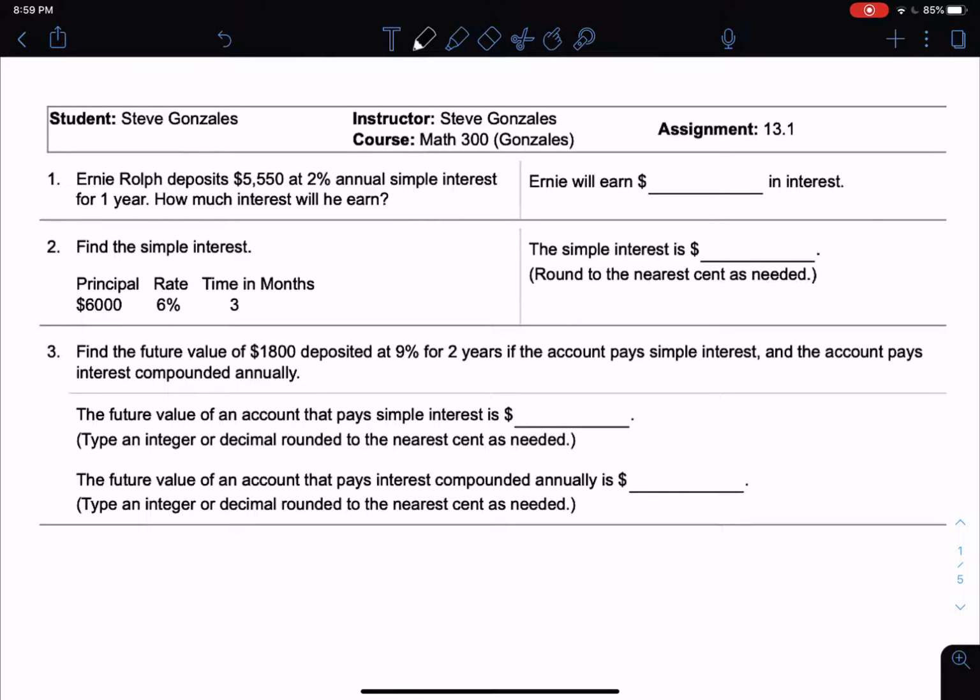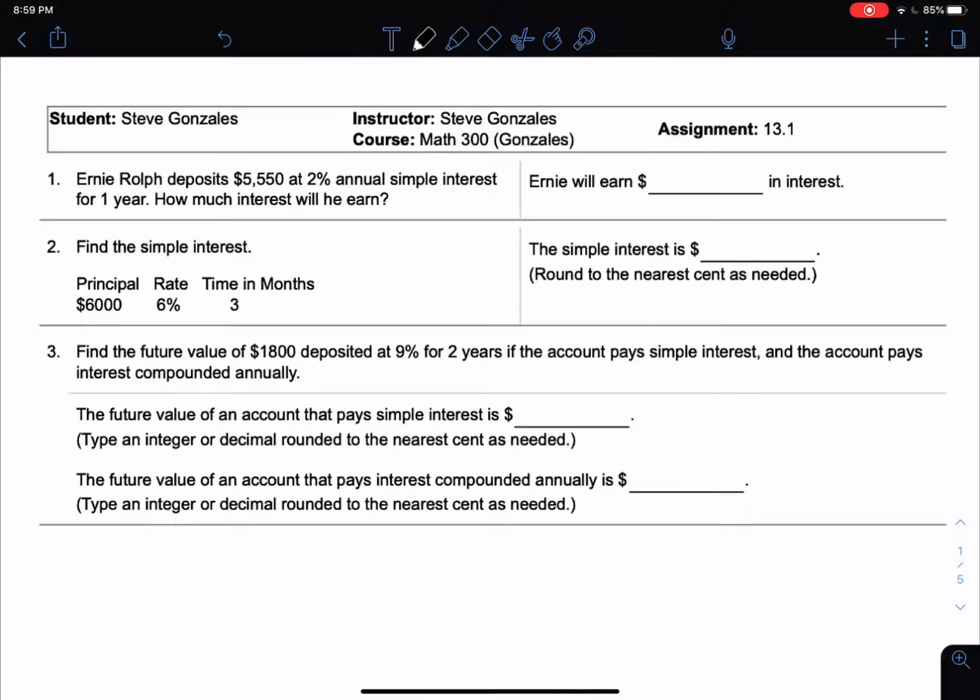And I would like to go over some problems from 13.1, actually go over all the homework problems, and write down some of the formulas that are going to be needed for 13.1, and talk about them a little bit also, in addition to doing the problems. So the main topics are simple interest and compound interest. Also, future value of money and present value.